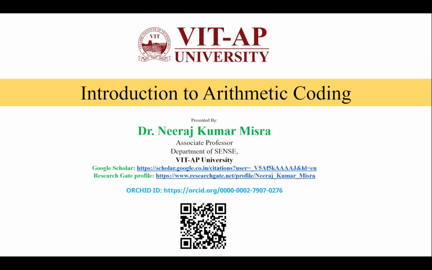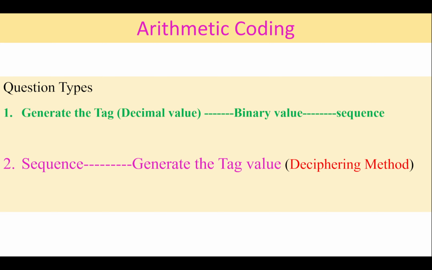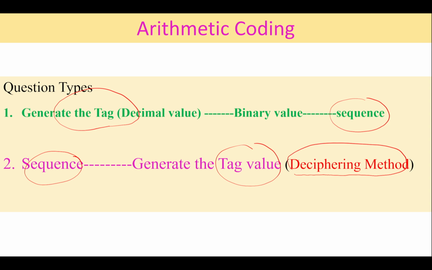In this lecture, I am going to explore the concept of arithmetic coding, and here I will discuss two fundamental questions. The first question is how to generate the tag value, and from this tag value, how to generate a sequence. The other question is, from the sequence, how to generate the tag value. This method is actually known as a deciphering method. So I will cover these two concepts in this lecture.